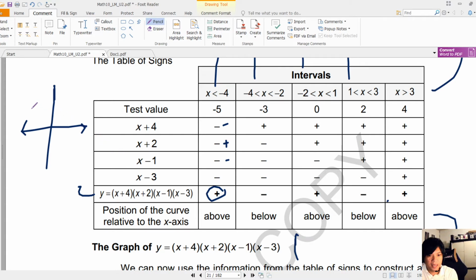So, the position of the curve relative to the x-axis is above, negative 4 dito, tapos below, tapos dadaan siya sa negative 2, tapos dadaan siya sa 1, tapos dadaan siya sa 3. So, parang ganyan yung ating graph. So, the graph is para siyang W. As you can see, ito yung mga intercept natin kung saan nag-cross yung ating graph sa x-axis: negative 4, negative 2, 1, and 3.